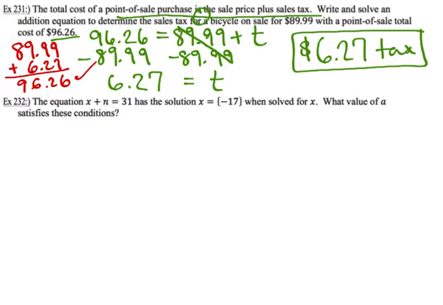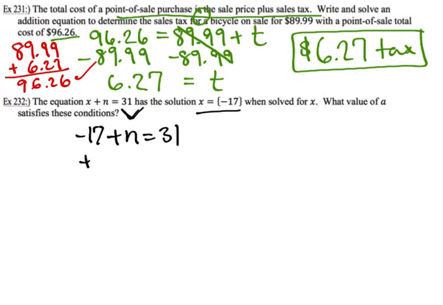Okay, next. The equation x plus n equals 31 has a solution x equals negative 17 when solved for x. What value of n satisfies these conditions? Alright, this problem is intended to have you realize that a solution represents what you get when you plug the number in. And that's exactly what we're going to do here. We're going to take the number negative 17 and plug it in for x. So this will be negative 17 plus n equals 31. Because we already know what x is, we can just plug it in. Now there's actually only one variable, n. We can solve for that and figure out what it is.